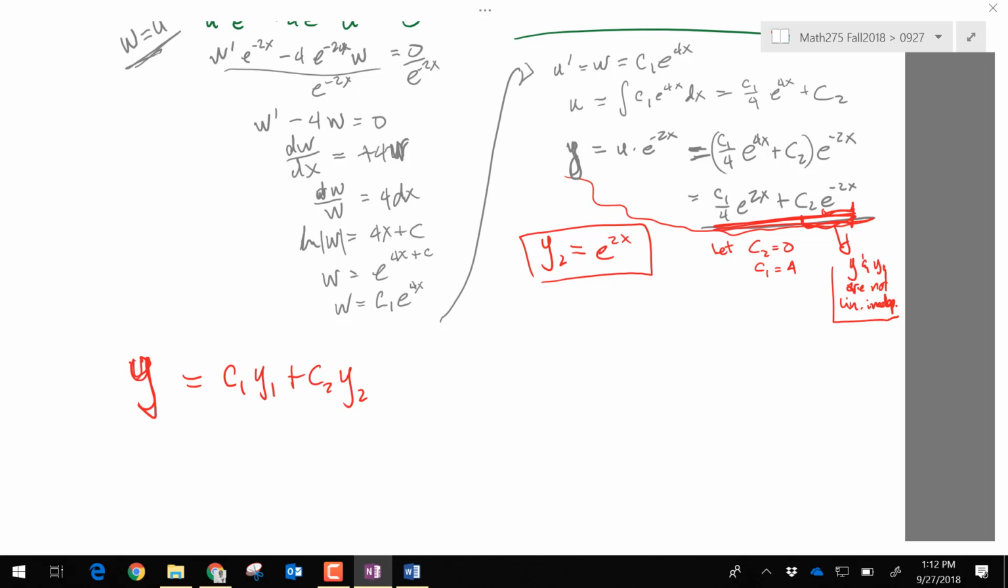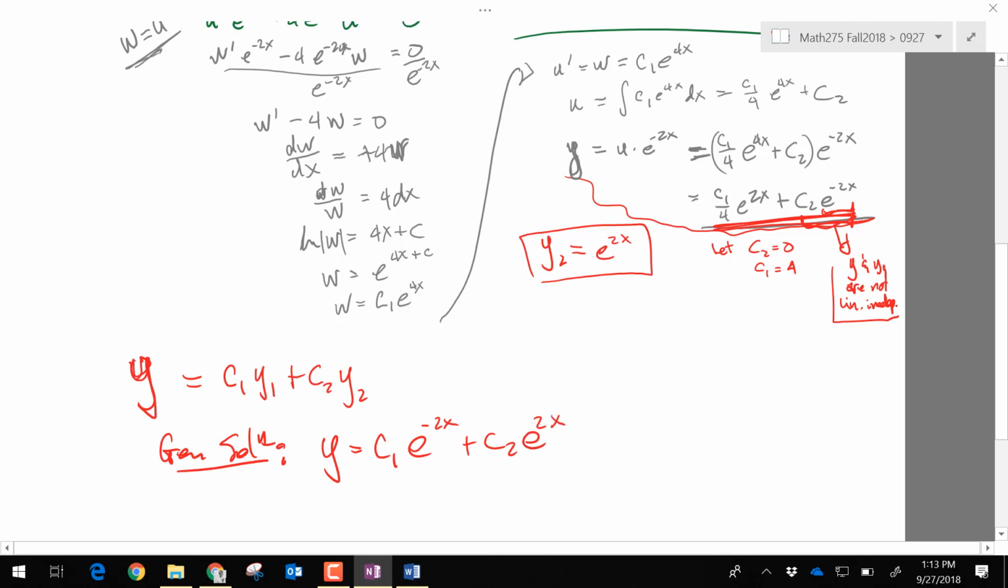So my general solution in this case is going to be y equals C1 times y1, which is e to the negative 2x, plus C2 y2, which is e to the positive 2x. Okay?